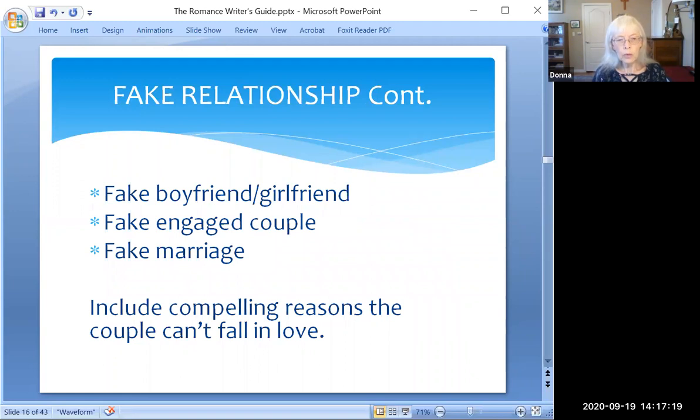So how can we make that work? It could be a fake boyfriend or girlfriend, a fake engaged couple, or even a fake marriage. But whatever path you choose, you have to create some compelling reasons why the couple can't fall in love. Next slide.